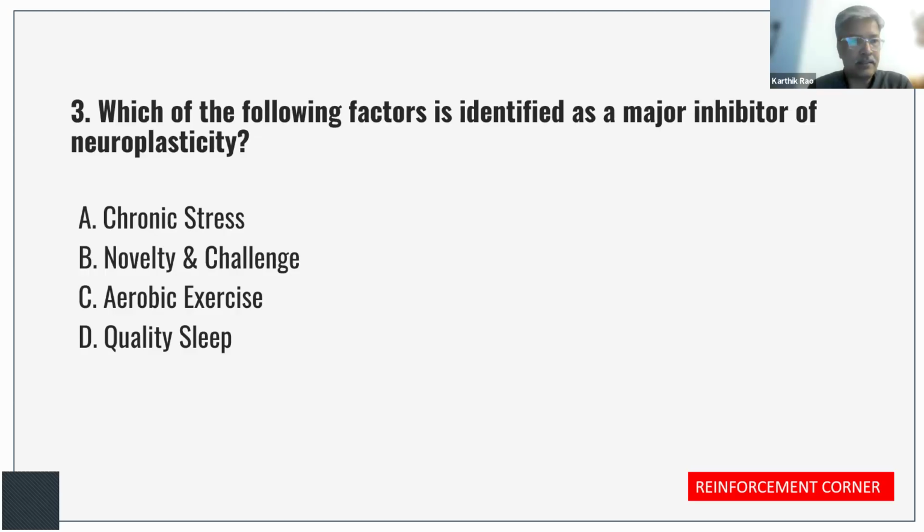Thank you. And the answer is chronic stress. So we looked at different facilitators and inhibitors of plasticity. Where all the other three actually help in positive regaining of those movements and motor control, whereas chronic stress inhibits the neuroplasticity.